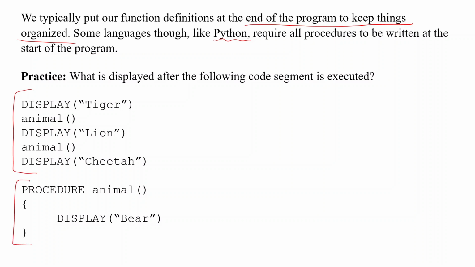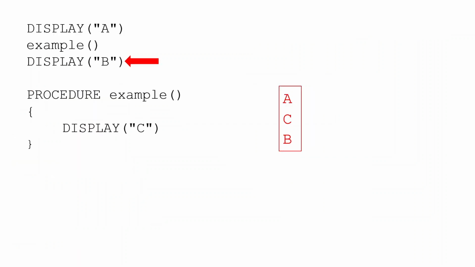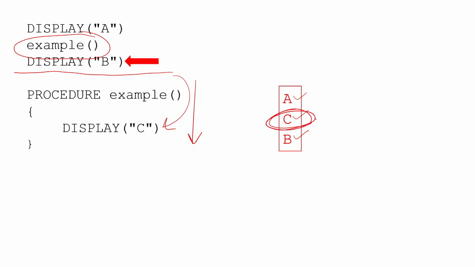Now remember, the procedure doesn't run unless it's called on. So like here, I displayed A, C, and then B, but then I stopped. Notice how I didn't display C again. I didn't keep moving down, and anything in a procedure is not run unless it is called on. Okay, so I only called example. I only called that procedure once in my program, and that is why it only ran once right here.